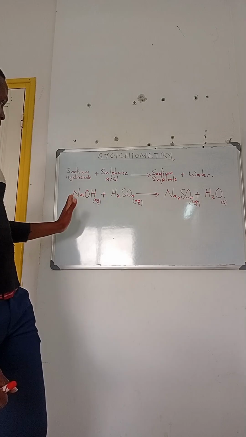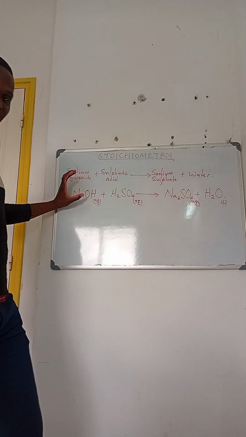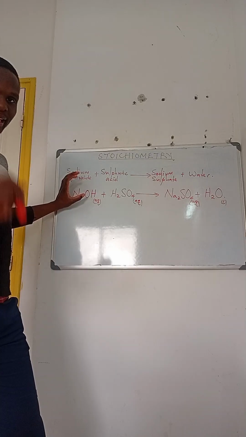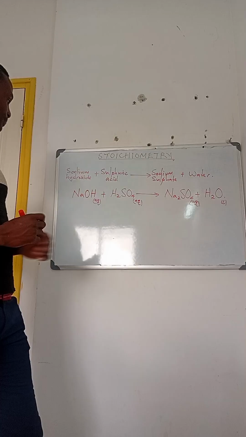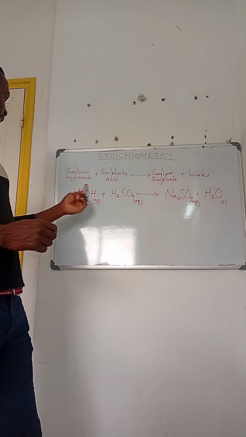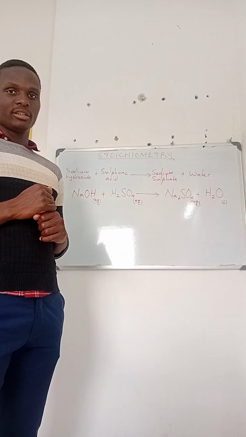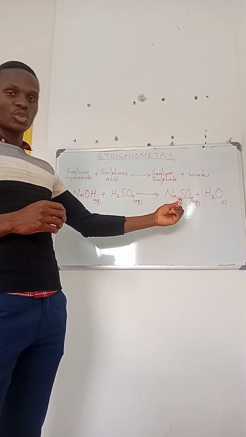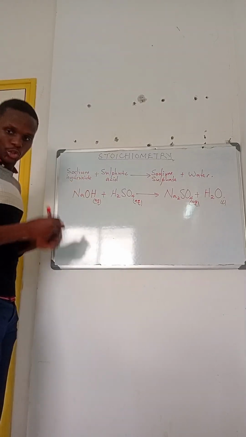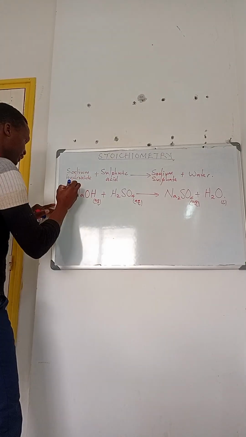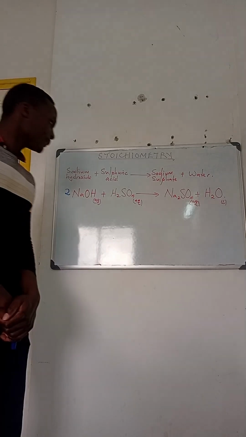In this equation, one molecule of sodium hydroxide carries 1 atom of sodium. So how many sodium hydroxide molecules do we need to have 2 atoms of sodium? We should have 2 molecules of sodium hydroxide. So we put 2 here. So we are now balancing the chemical equation.